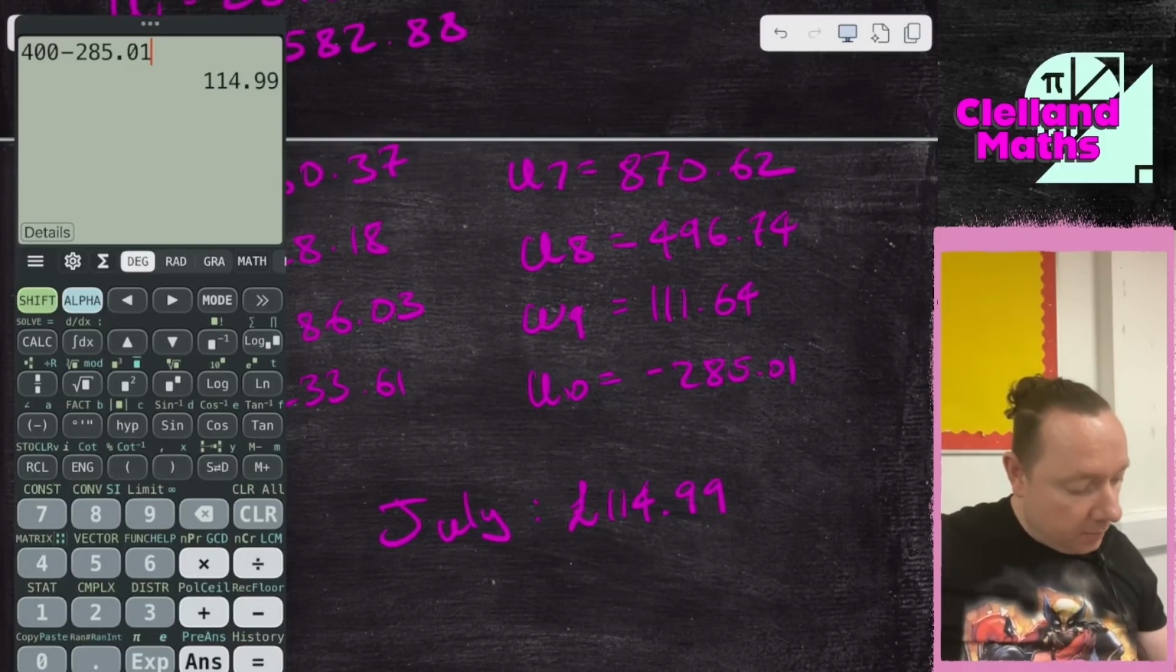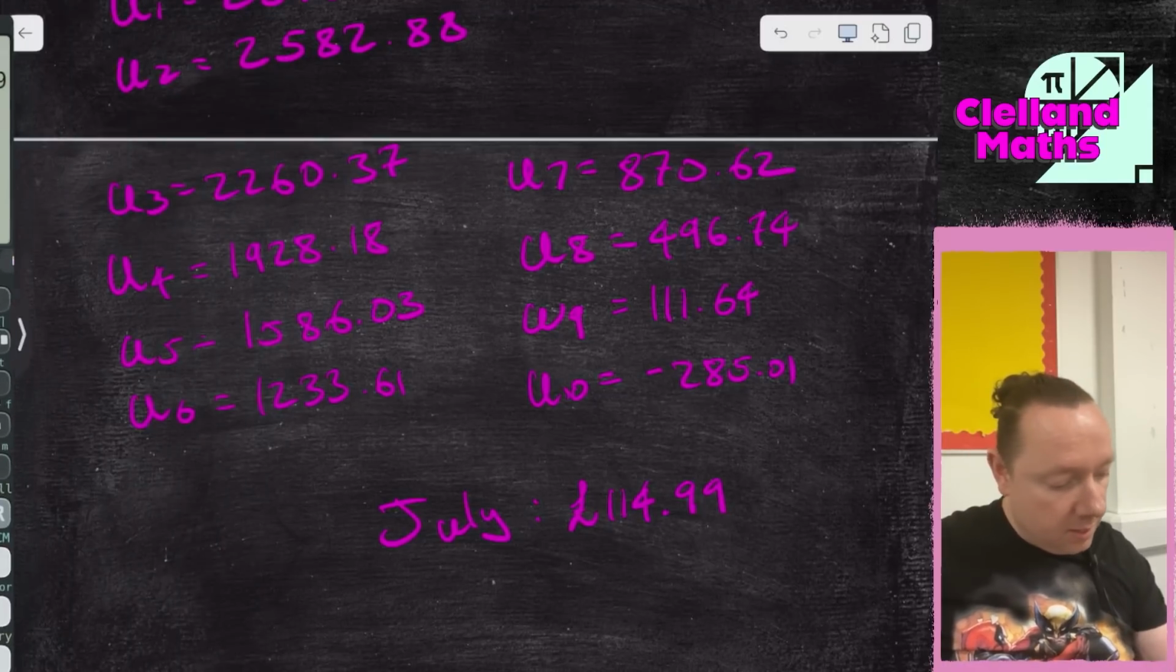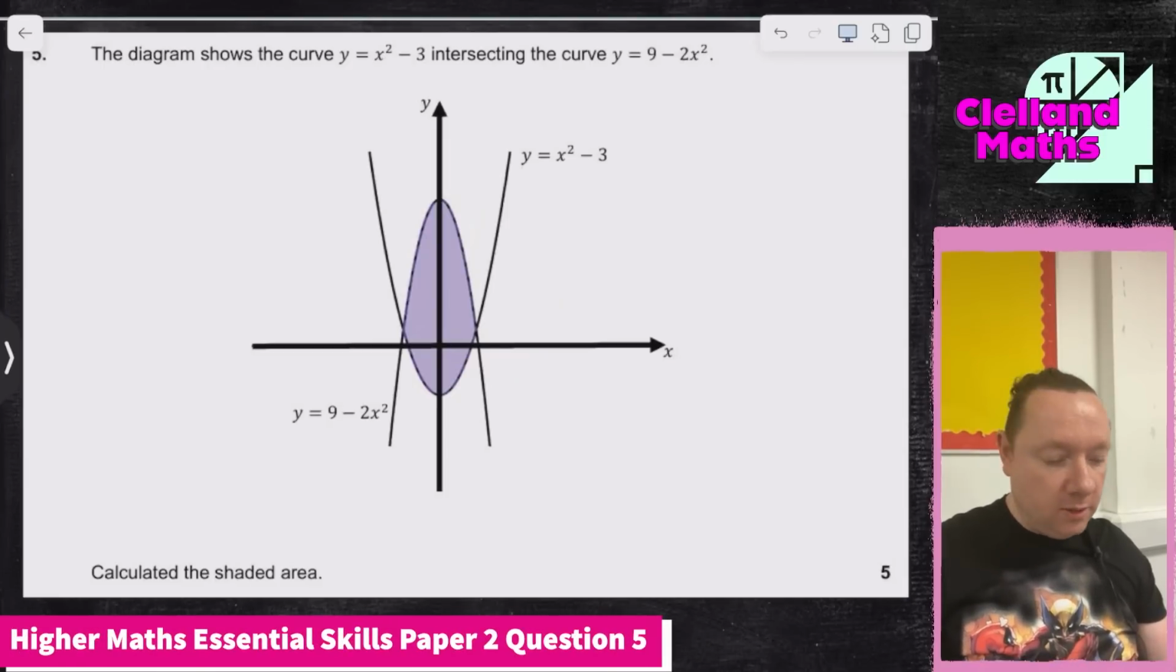And we're done there. Now you might get a slightly different answer for rounding if you rounded at a certain point and got 98 instead of 99, but roughly the same, but that is the answer. SQA Higher Maths 2025 Essential Skills Paper 2, question 5.